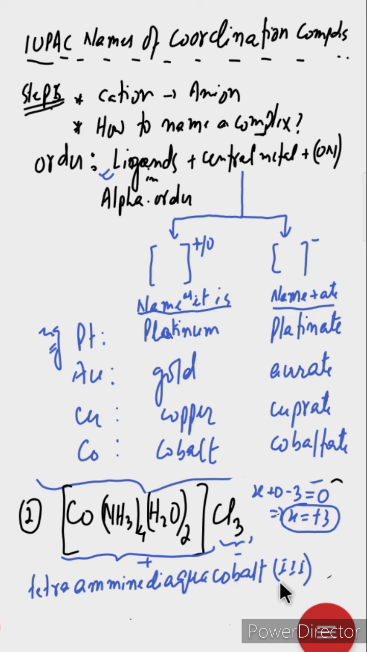So this is our cationic part. Since the cation is a complex, I have written in this order: ligands, then central metal cobalt, then oxidation number. Now I need to write the anion. What is the anion here? Chloride. No need to write trichloride, because this 3 is just to neutralize the charge of the complex. So the anionic part is chloride. Correct. This is the name of this complex.